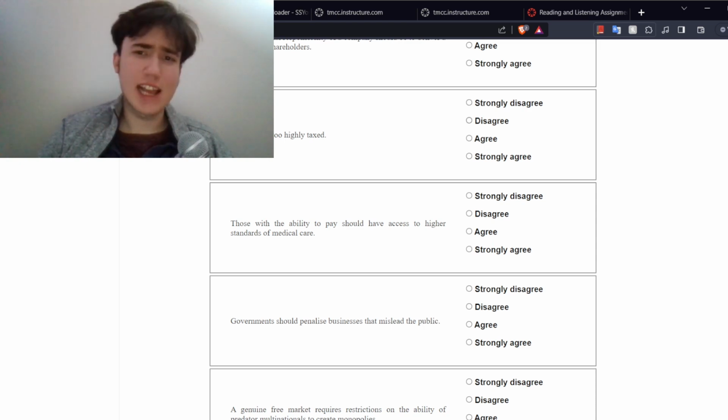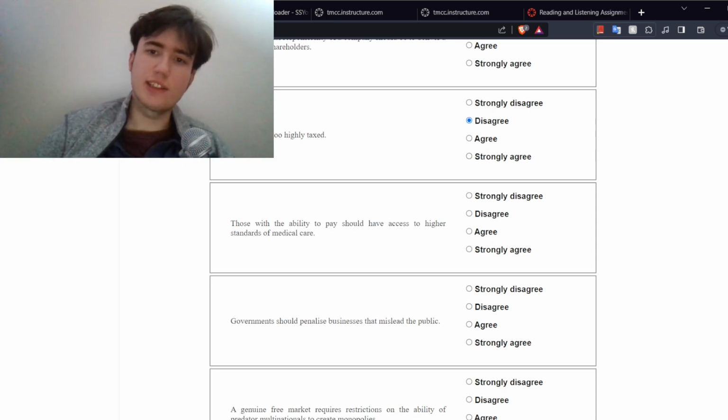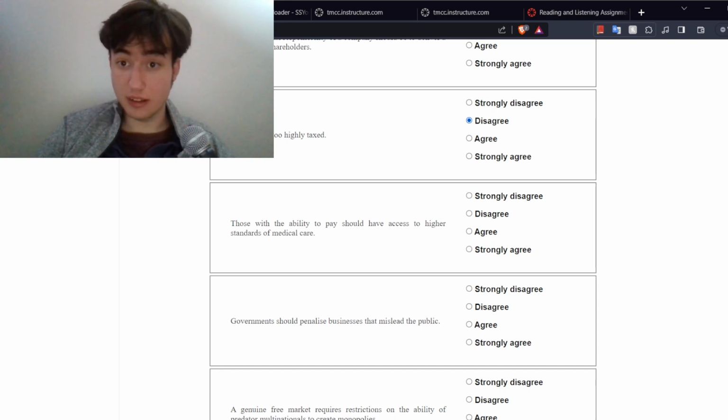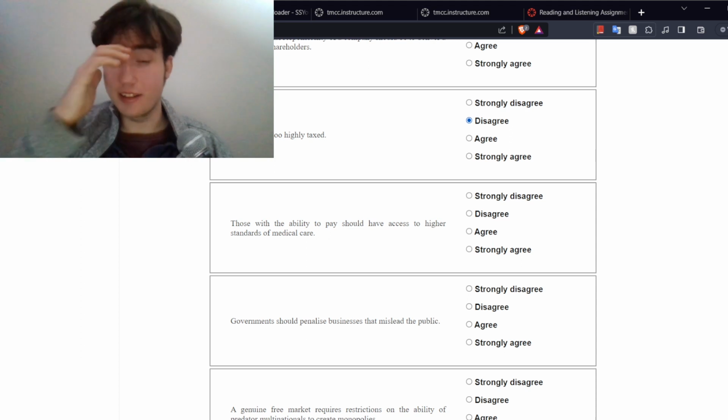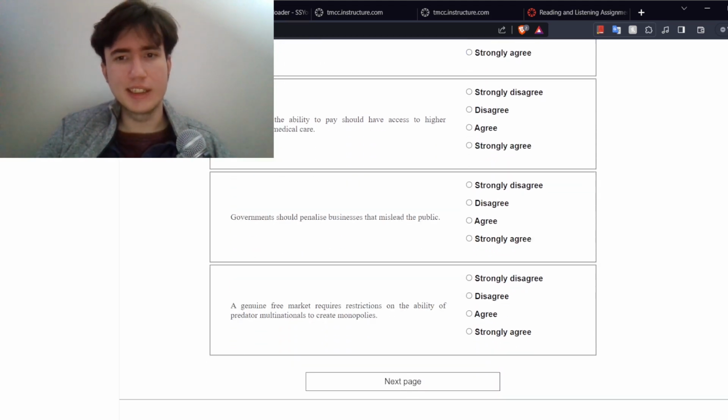So I'm going to say I disagree with this, because I don't really buy into the whole idea that it hurts the poor to tax the rich people more. Seems a little too convenient to me.